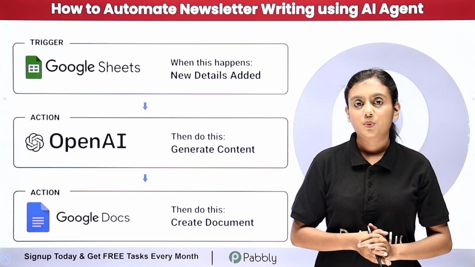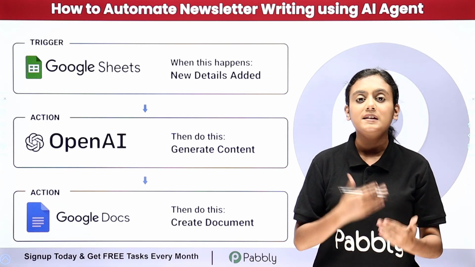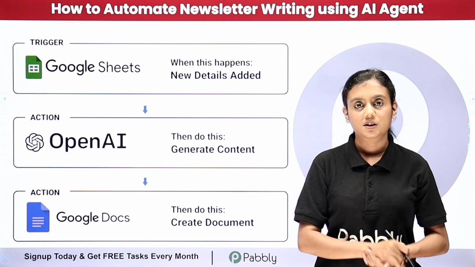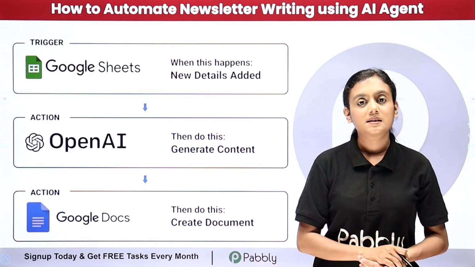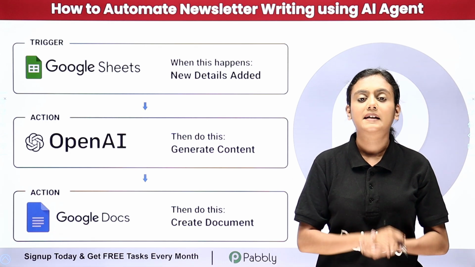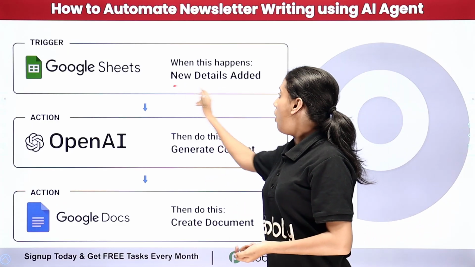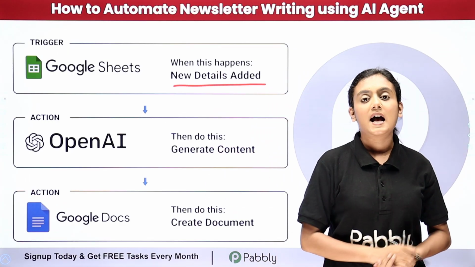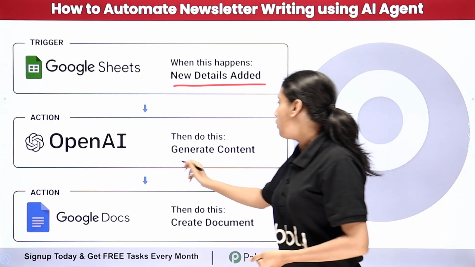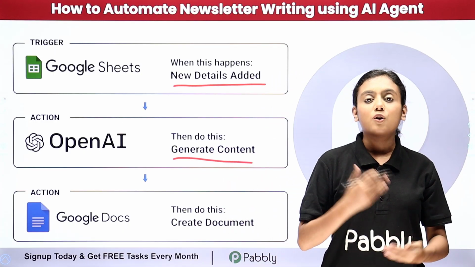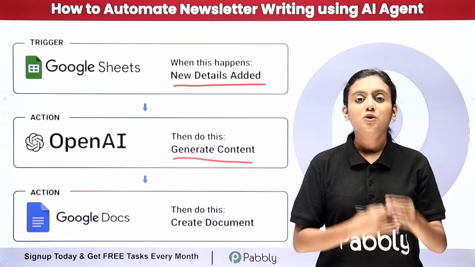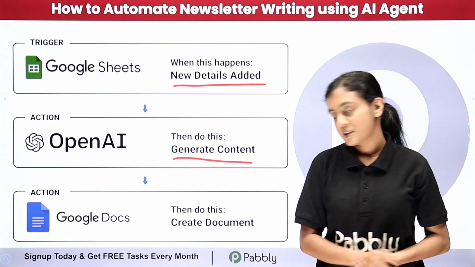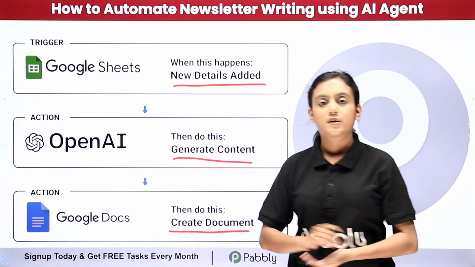So how this AI agent works is, I create the record of all the details of my newsletters in my Google Sheets. So as soon as I add the details of a new newsletter heading, like the topic, in my Google Sheets, automatically using the details, an AI agent is going to generate the content for my newsletter. And as the content is generated, automatically a document of that newsletter is going to be created in my Google Docs. Okay?